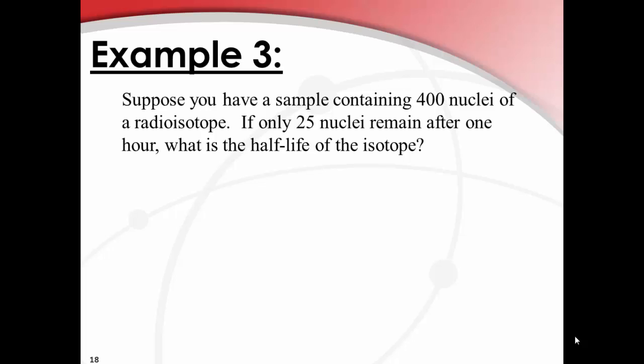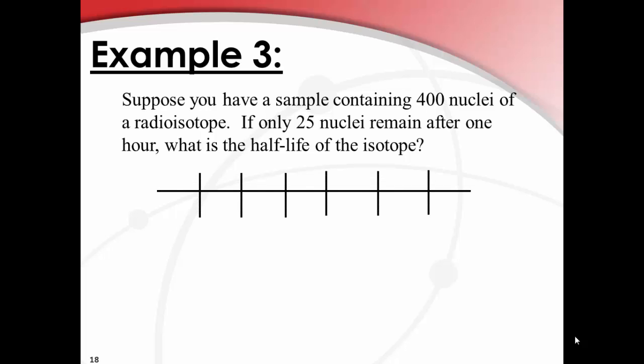Example 3. Suppose you have a sample containing 400 nuclei of a radioisotope. If only 25 nuclei remain after 1 hour, what is the half-life of the isotope? So let me think it through. I need to determine how many half-life periods have passed. So I'm going to use my table, and I'm going to build it from 0 to 6 again because I don't know how many half-life periods have gone by.